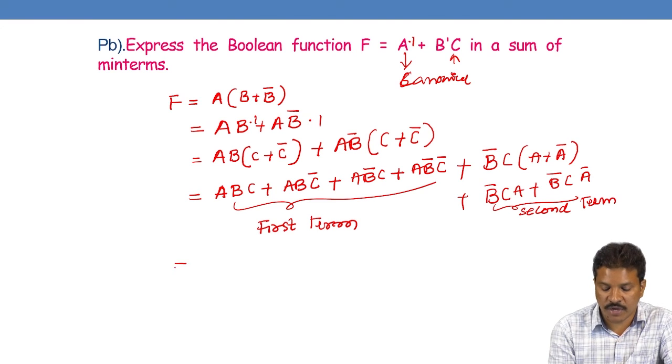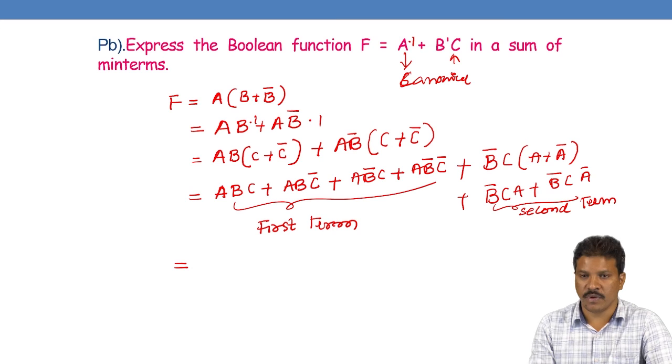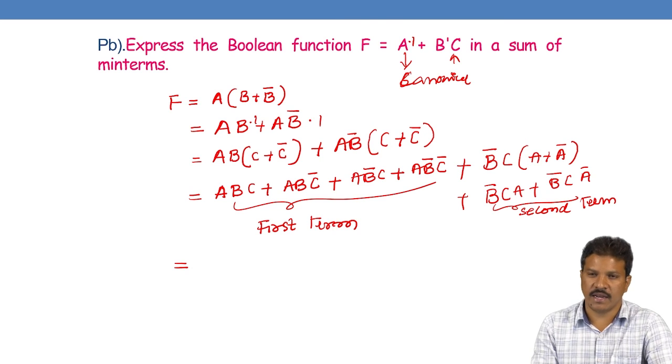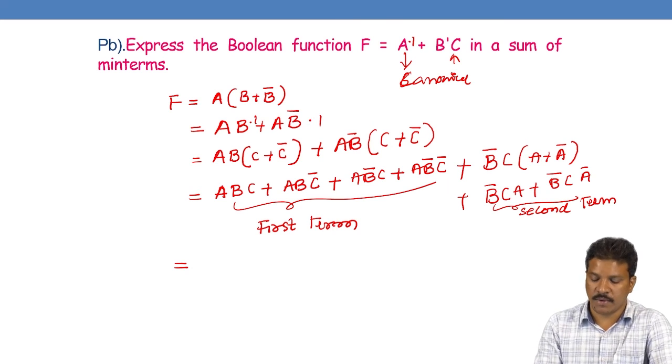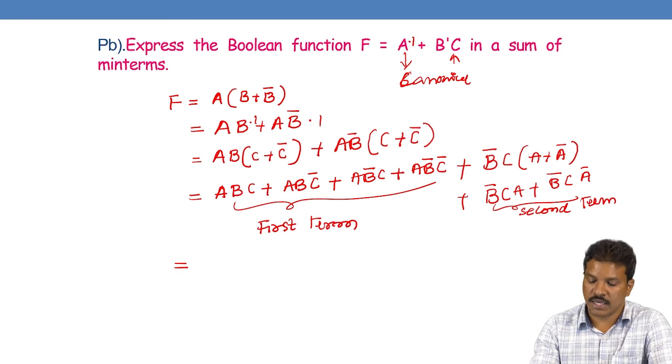That expresses the Boolean function as a sum of products. Here, is there any repetition in the terms? We can avoid the repeated minterms and combine together to get the total sum of minterms: ABC, ABC', AB'C, and AB'C appears twice, once from each term.